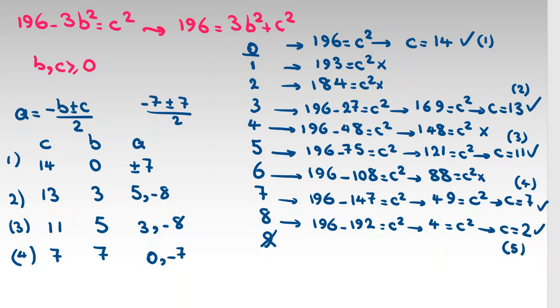And fifth case, C is 2, B is 8. A is negative b, negative 8 plus minus c, 2 over 2. Negative 8 plus 2, negative 6 over 2, negative 3. Negative 8 minus 2, negative 10 over 2, negative 5. So we found 10 answers.